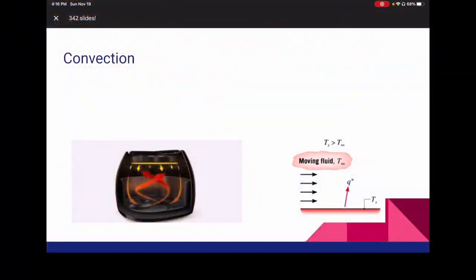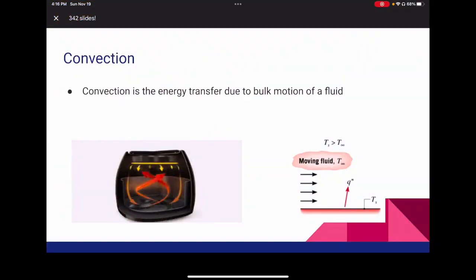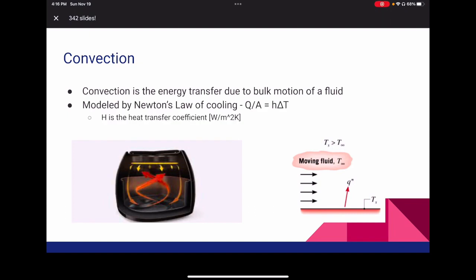The second method of heat transfer that I would like to talk about is convection. And convection is the energy transfer due to the bulk motion of a fluid. In this case, fluid is not only a liquid, but also anything that moves with response to a force. So here, air can also be considered a fluid. Convection is modeled by Newton's law of cooling, which states that the heat flux is equal to H times delta T. Here, H is the heat transfer coefficient and can be found experimentally.